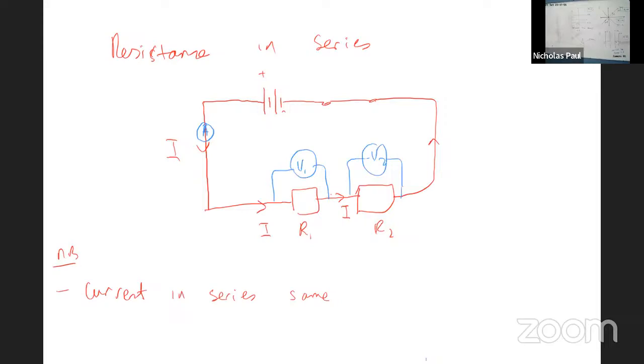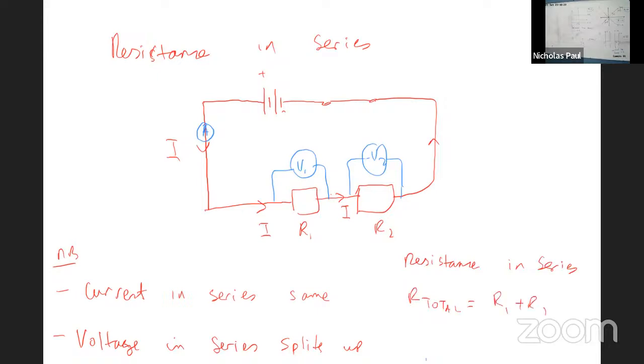What about current in series? Sorry, voltage in series. Voltage in series will split up, right? So voltage in series splits up. Now we're going to learn about resistance in series. To find total resistance in series, we add up the values, R1 plus R2. Okay, so the resistance in total is R1 plus R2.